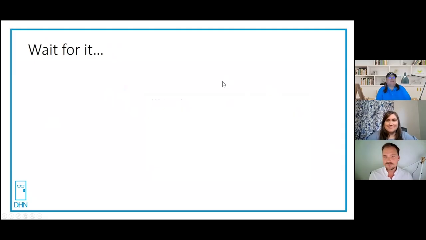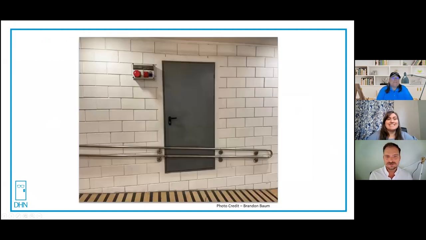Okay, I'll share my screen. I'm hanging on the edge of my seat. This is door number one. This one is pretty unique. What do you guys think happened here?